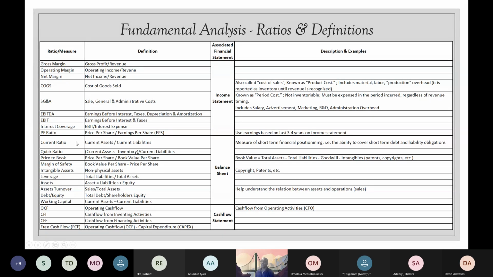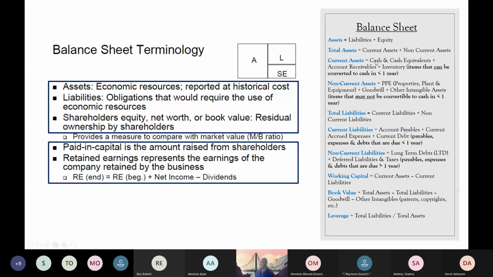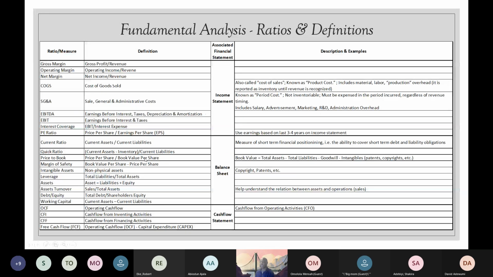Now, the problem with current ratio is that current assets includes inventory. Remember on the last slide, current assets includes inventory. You are expecting that you can convert those inventories to cash at their current value. What if something happens and that inventory becomes obsolete? So in order to correct for that in accounting and financial analysis, we subtract inventory from current assets to calculate what is called the quick ratio.